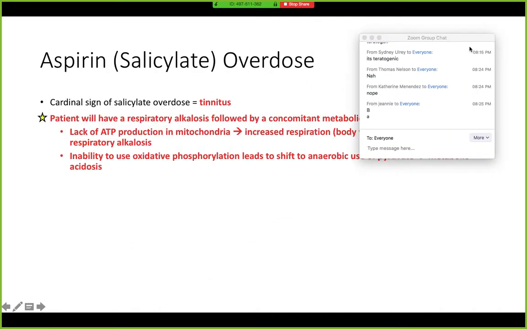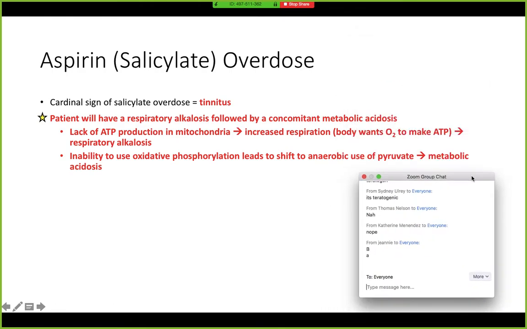Okay, so the first thing she had in red, I definitely remember this on the exam last year too. You need to know that with aspirin overdose, one of the cardinal signs is ringing in the ears. So big tip off, if you see ringing in the ears in a question, they're probably talking about aspirin. But I think the thing that she'll probably test you on is the fact that patients will have a respiratory alkalosis followed by a concomitant metabolic acidosis.